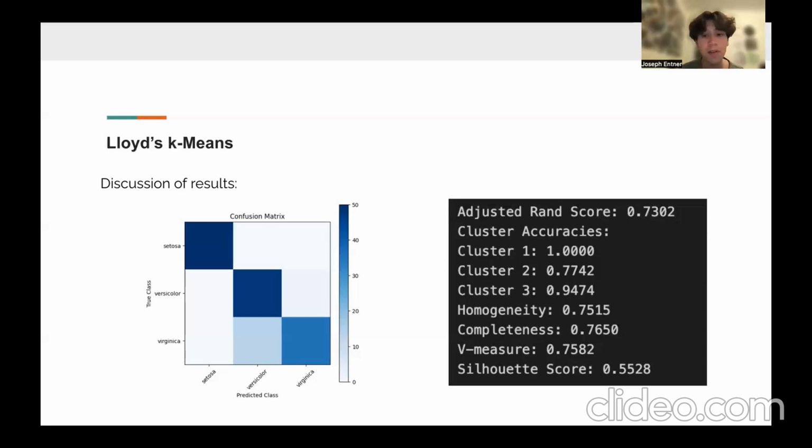Overall, the results show that Lloyd's algorithm performed well, effectively capturing the general structure of the iris dataset and providing meaningful cluster assignments. However, there is room for improvement, illustrated both by the confusion matrix, which isn't 100% accurate, and the silhouette score. This is why we next explore additional clustering algorithms and finally compare those results.